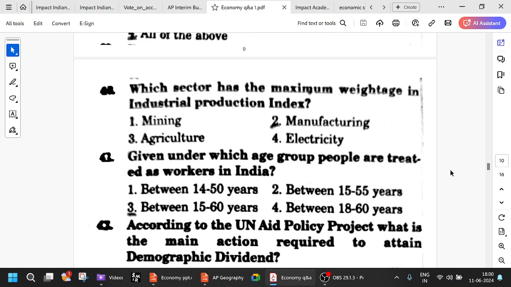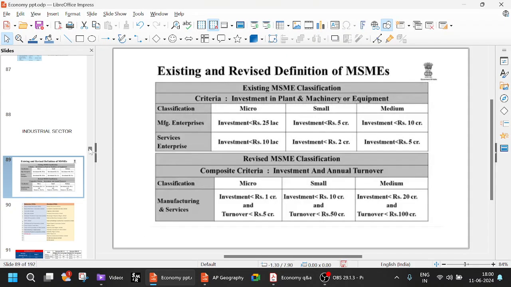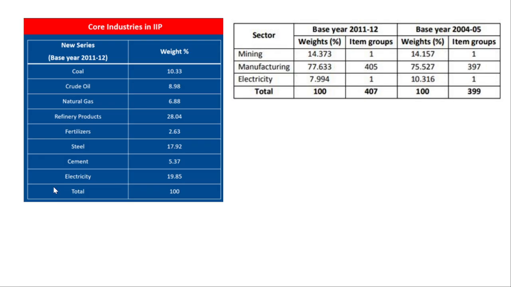So which sector has the maximum weightage in the industrial production index? The industrial production index is also very important. These are the 8 core industries: coal, crude oil, natural gas, refinery, fertilizer, steel, cement, electricity. Out of these, always refinery products, that means petrol, diesel and all these things, the refined products have the highest weightage. Then steel is 17, electricity is also 19, very huge. Coal has 10% weightage. The base year is 2011-12, this is the new series. Previously it was 2004-2005. Now the base year is 2011-12, so from there we are going to see the index.